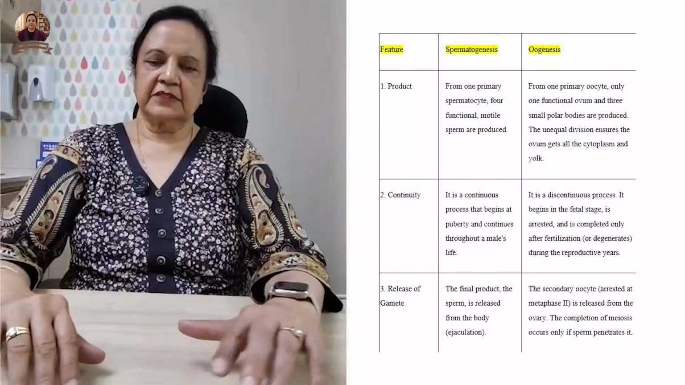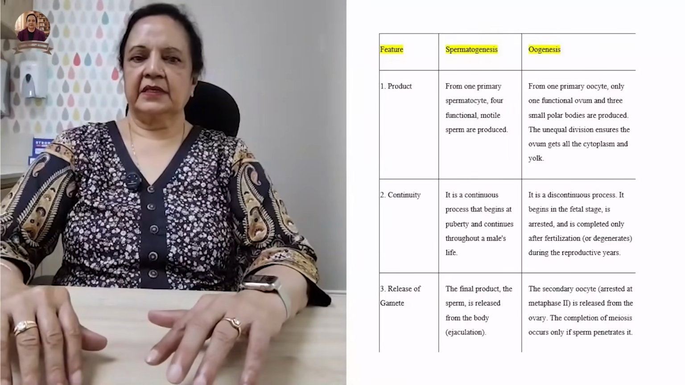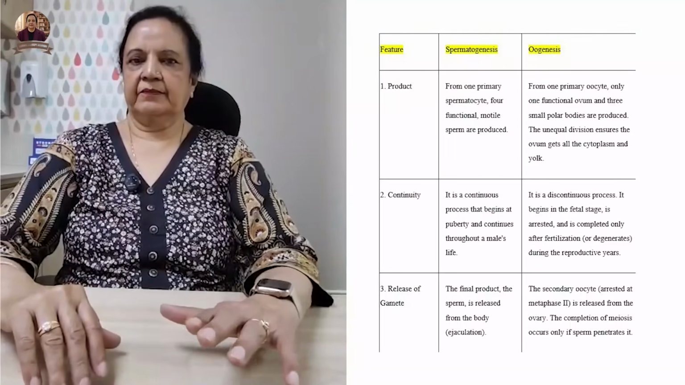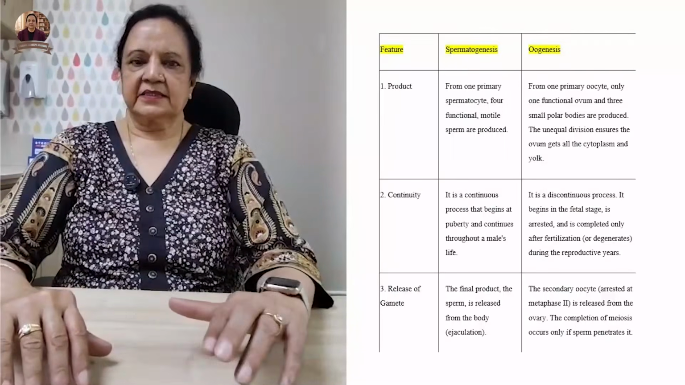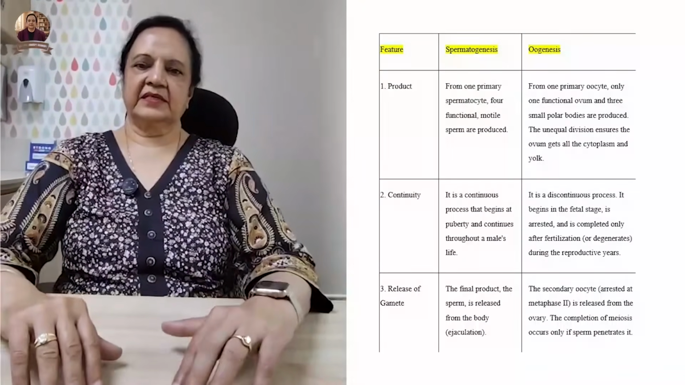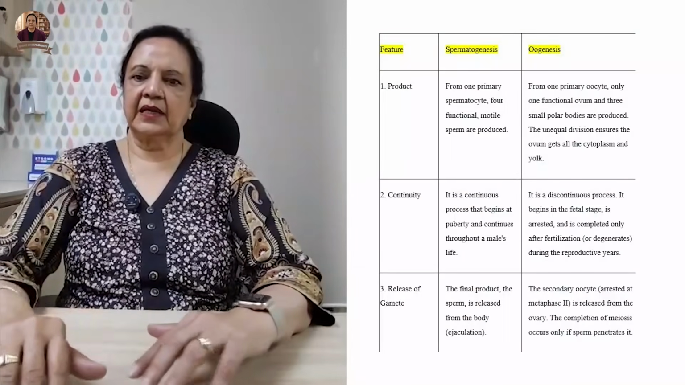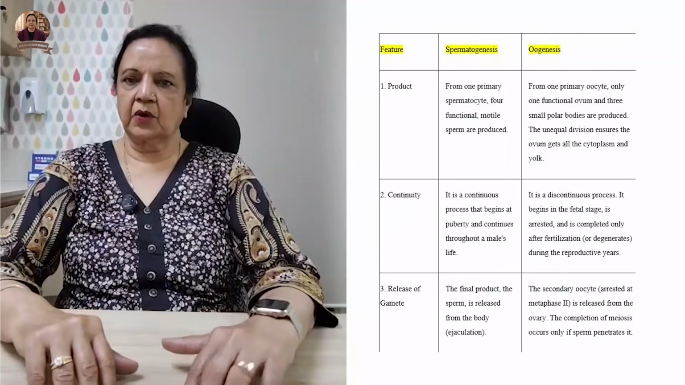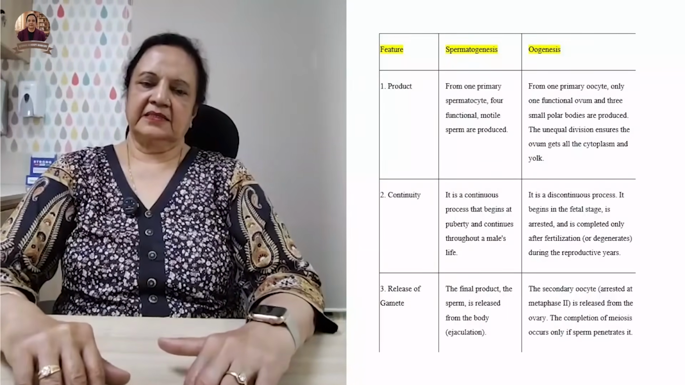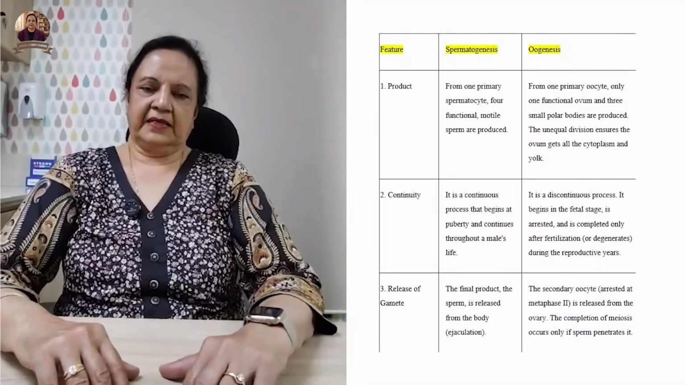Let us understand the continuity of the two. For sperms, it is a continuous process that begins at puberty and continues throughout a male's life. And for oogenesis, it is a discontinuous process. It begins in the fetal stage, is arrested, and is completed only after fertilization, or it degenerates during the reproductive years.